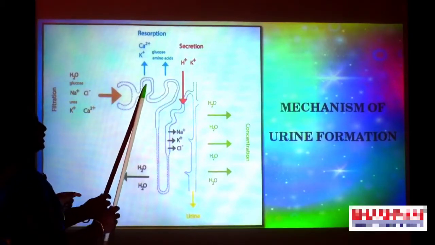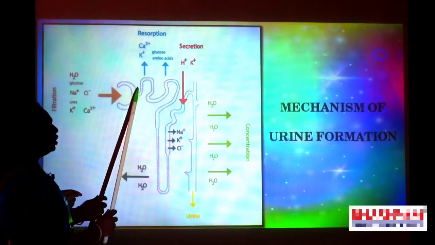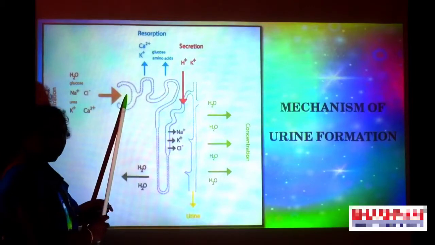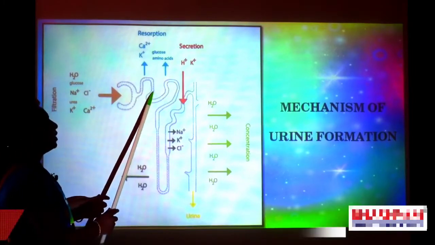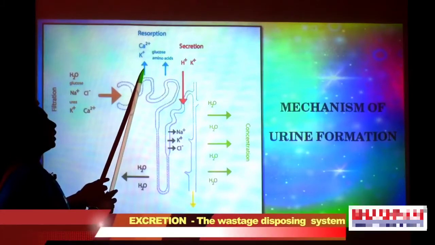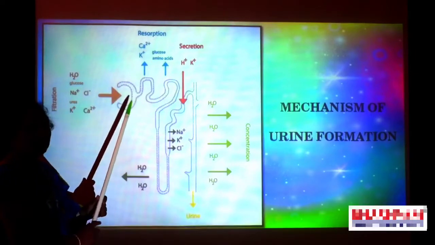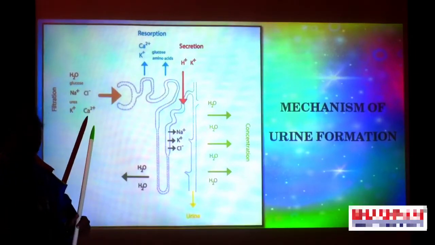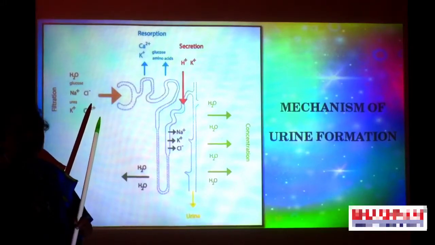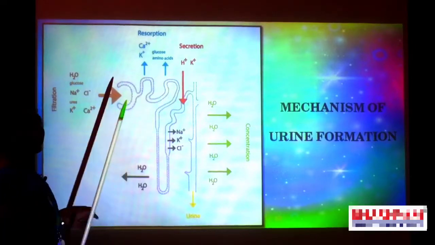So once again, from here the ultrafiltrate material moves on to the PCT. PCT is nothing but the proximal convoluted tubule. In this proximal convoluted tubule, after ultrafiltration, a huge amount of water, a number of nutrients, salts and ions are reabsorbed. So in urine formation, the second step is tubular reabsorption, and tubular reabsorption takes place in the PCT.